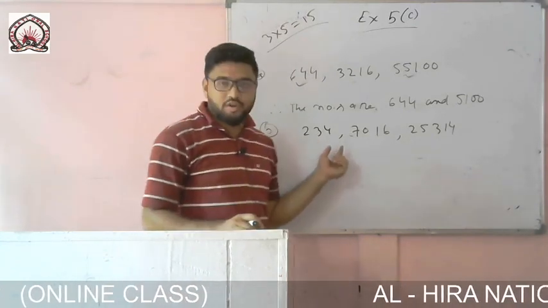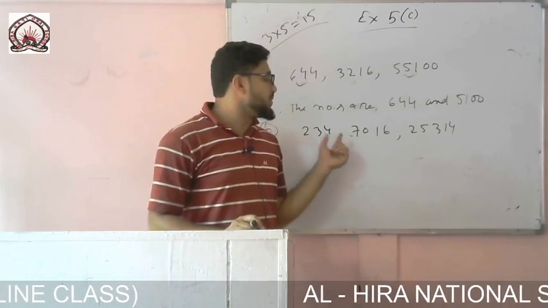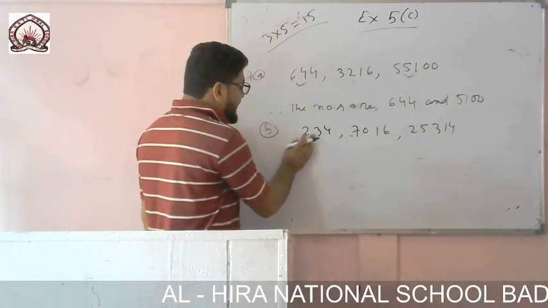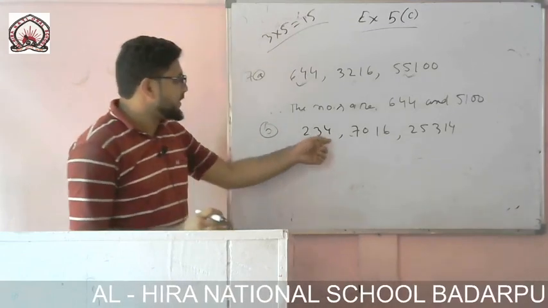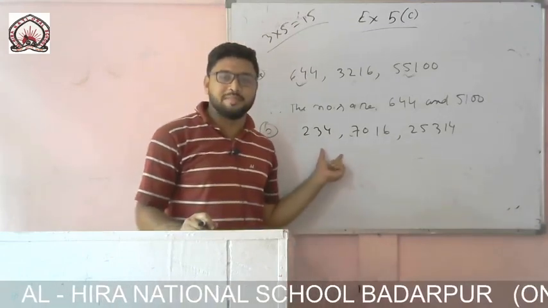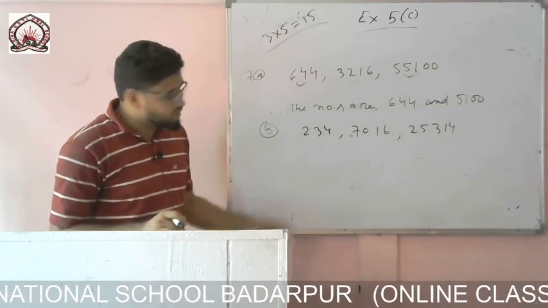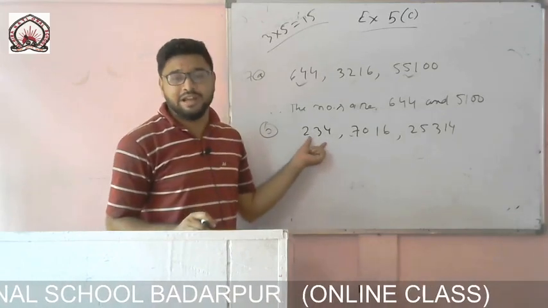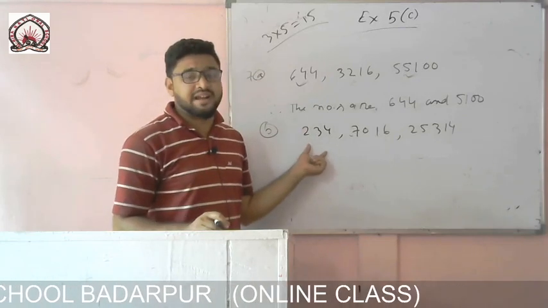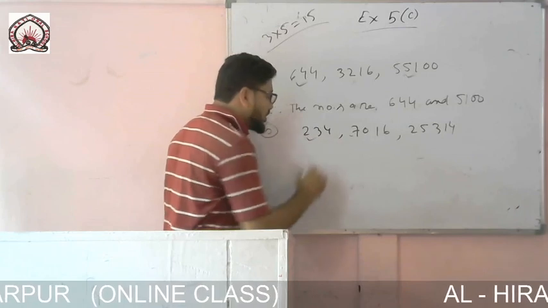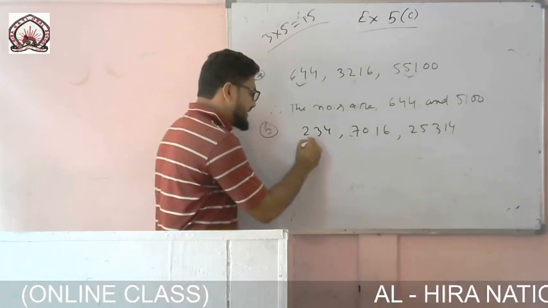If the number should be divisible by 6, we need to check with 3 also. 2 plus 3 is 5, 5 plus 4 is 9. So this number is divisible by 3. We cannot take this number, because the question says it should be divisible by 2 but not by 6, and this is divisible by both 2 and 6.